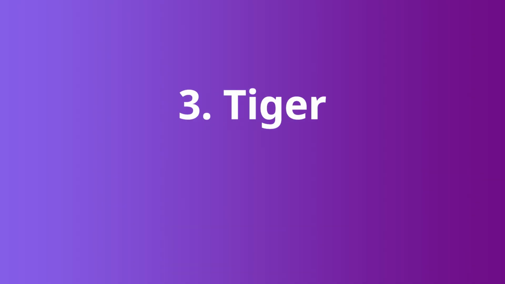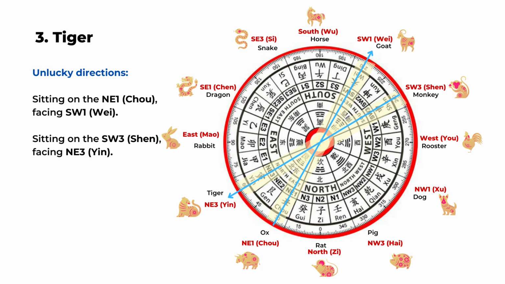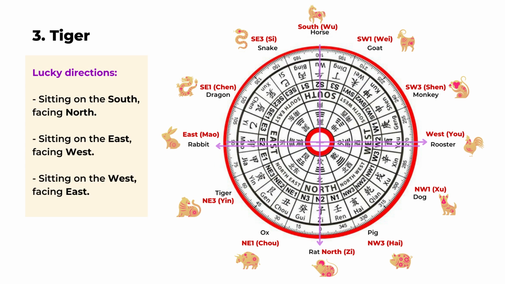The third animal sign is a tiger, and the tiger's animal sign is in the northeast 3. So one of the unlucky directions is facing the northeast 3 and sitting on the southwest 3. And the second unlucky direction is northeast 1 sitting and the southwest 1 facing direction. And for the lucky directions for tiger, you can see the east-west are very lucky for tiger, either sitting on the east and facing west or sitting on the west and facing east. Another lucky direction is sitting on the south side and facing north.